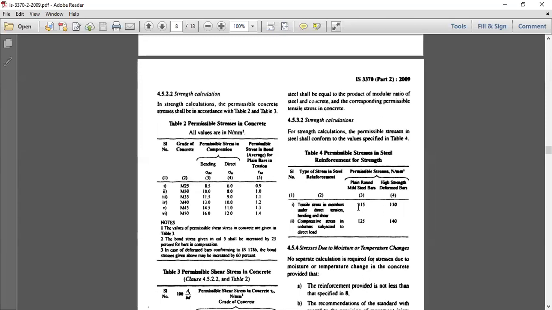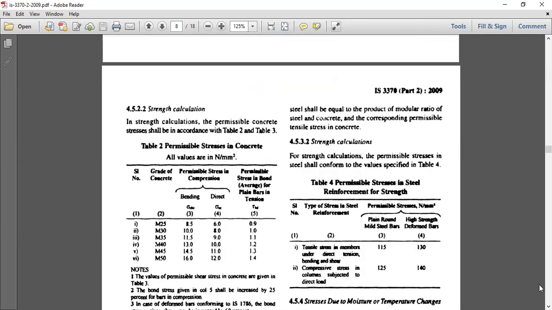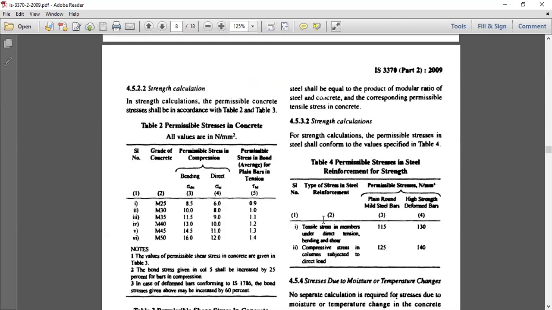This is the permissible stresses in steel, reinforcement for strength. So these values again, permissible stresses for plain bars and for HYSD bars. So these two values you will have to remember. So tensile stresses in members under direct tension, bending and shear. Is this visible, everyone? So this is 115 Newton per mm square for Fe250 and it is 130 for HYSD bars.